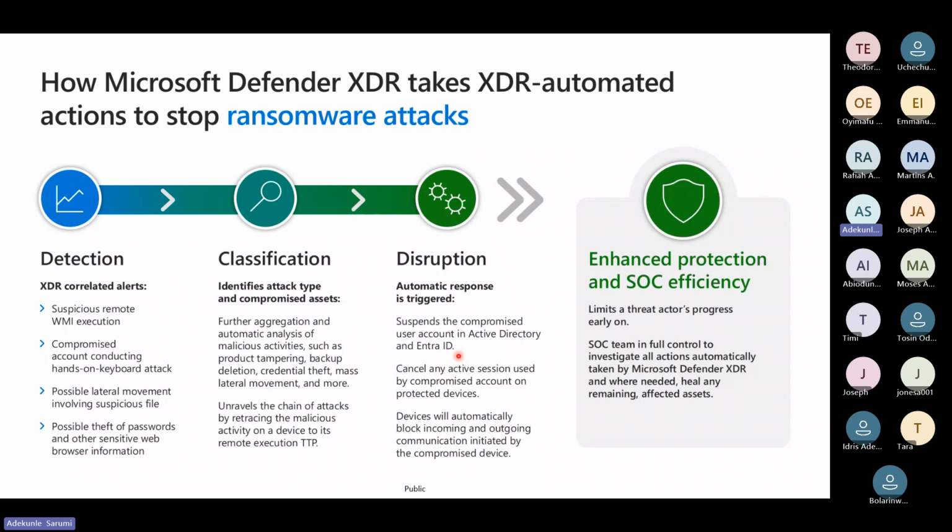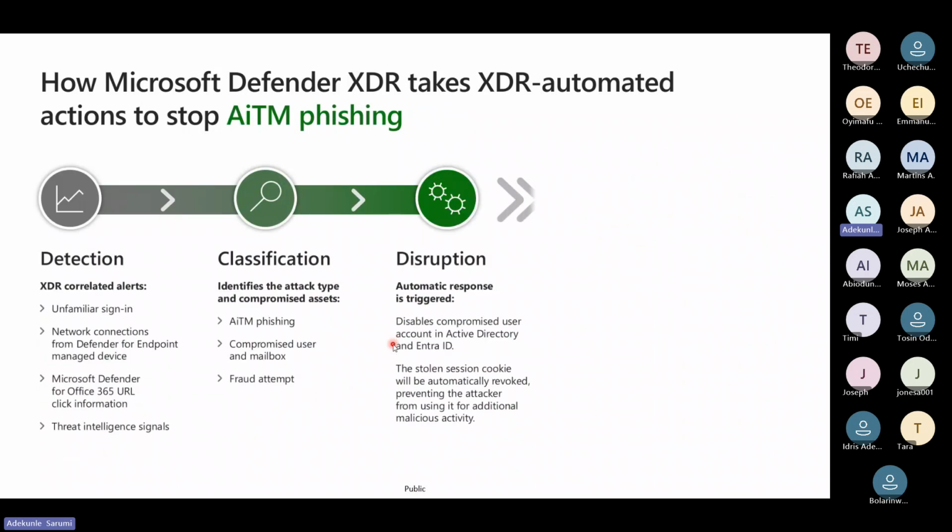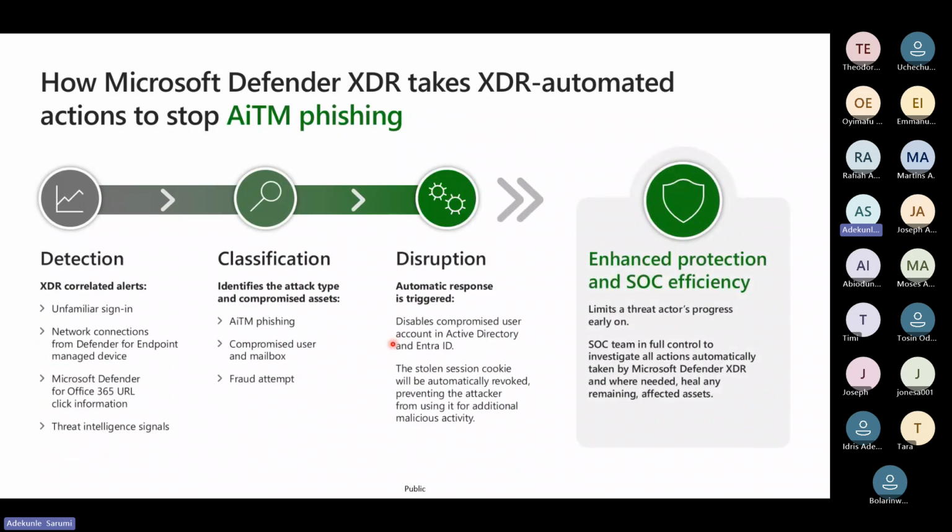Then devices that may be attacked will automatically block incoming and outgoing communication initiated by the compromised device. So maybe these bad actors still have access to this device. You would immediately block it and not allow them to go on with this attack chain. So that's how it blocks your ransomware attack. Then the last one would be your man in the middle attack. How does Microsoft Defender also block your man in the middle?